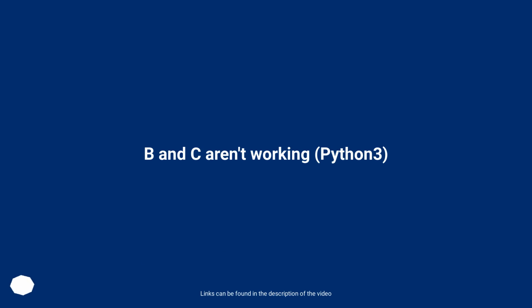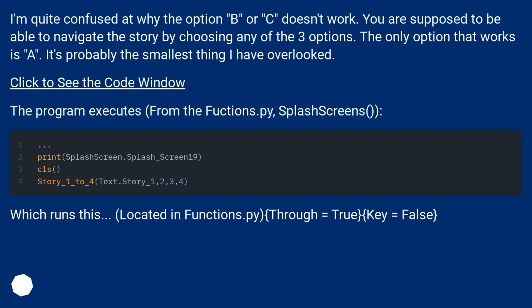B and C aren't working, Python 3. I'm quite confused as to why option B or C doesn't work. You are supposed to be able to navigate the story by choosing any of the three options. The only option that works is A. It's probably the smallest thing I have overlooked.